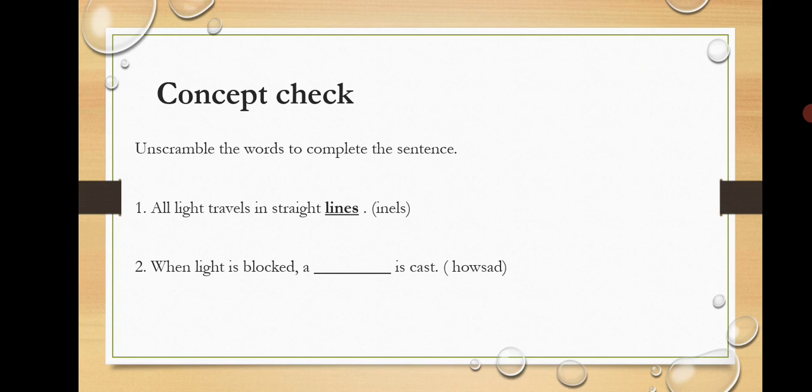2. When light is blocked, a dash is cast. Unscramble the word. Shadow. Yes, when light is blocked, a shadow is cast.